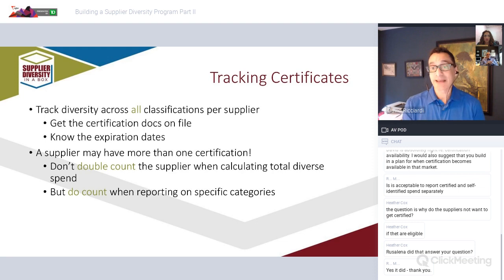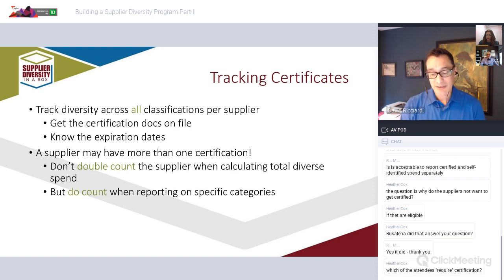And a little bit then about tracking certifications. Again, this is something that we feel are best practices that you want to take a look at doing. First, tracking diversity across all the classifications on a per supplier basis. I mentioned that documentation before. If you're utilizing a supplier and they say, yes, I'm certified through CGLCC, they should be able to provide to you a copy of their certification, with their expiration date, so you know it's still valid as of today. And part and parcel with that is also your suppliers may have multiple certifications.